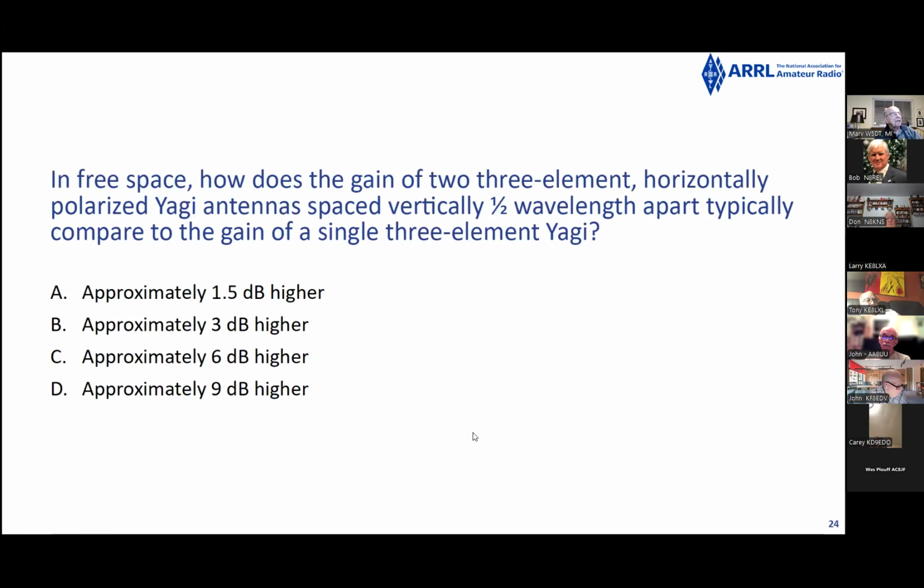In free space, how does the gain of a 3-element horizontally polarized Yagi antennas spaced vertically 1/2 wavelength apart typically compare to the gain of a single 3-element Yagi? Approximately 1.5 dB higher, approximately 3 dB higher, approximately 6 dB higher, or 9 dB higher. I'll take a guess. B. Baker. Yeah, Baker, 3 dB.